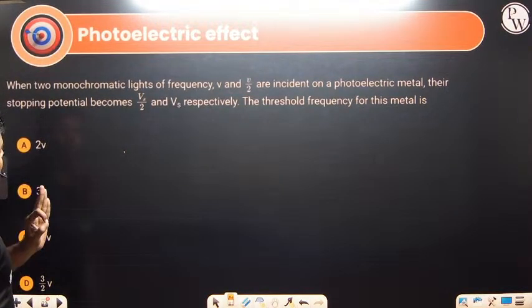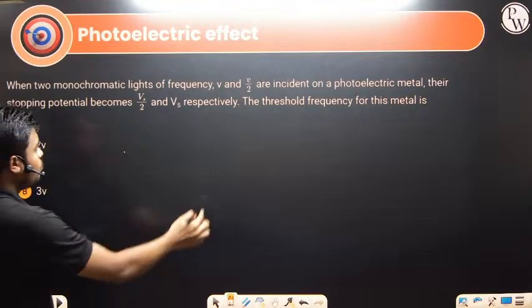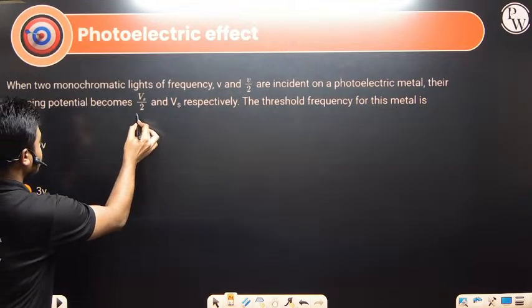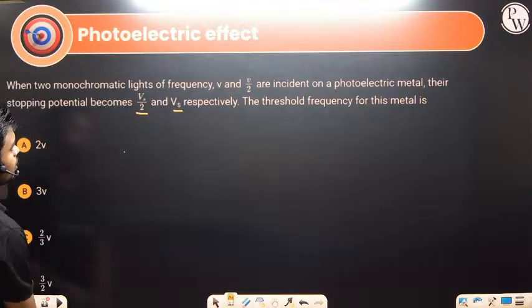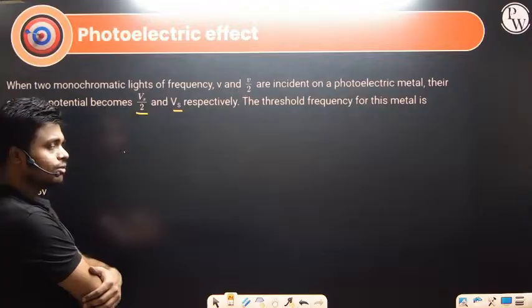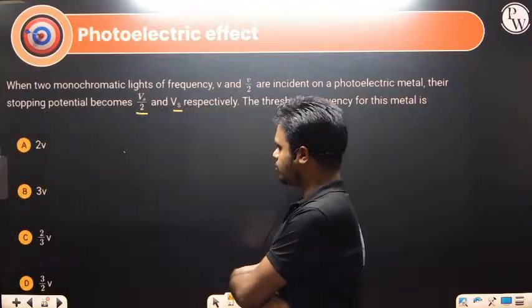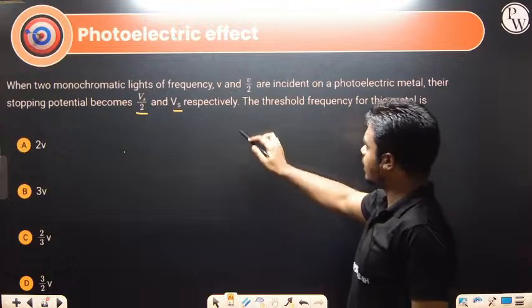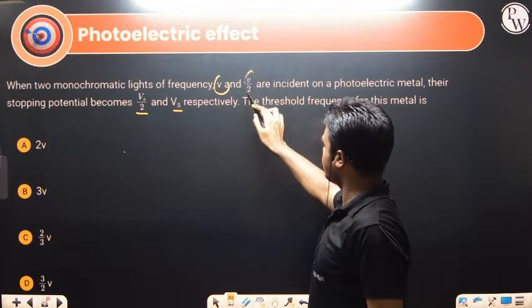When two monochromatic lights of frequency nu and nu by 2 are incident on a photoelectric metal, their stopping potentials become Vs by 2 and Vs respectively. The threshold frequency for this metal is given by what? So what should be the threshold frequency in this case? The frequencies are nu, and the other frequency is nu by 2.